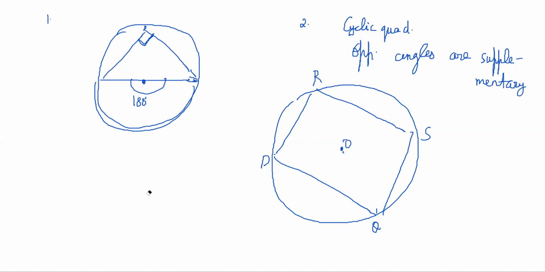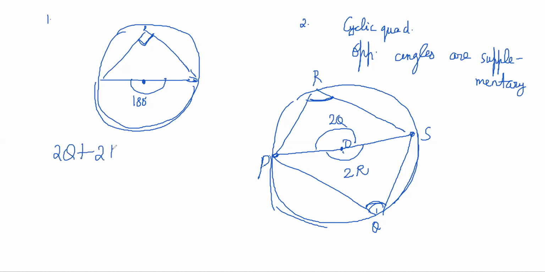Right. So now, think of the arc PQS, right? PQS arc is subtending R angle here, so this angle should be 2R, right? And similarly, PRS arc is subtending Q angle here, so this angle should be 2Q, right? And we should add, we have 360. 2Q plus 2R is coming as 360, angle around a point, right? So you'll get Q plus R is equal to 180. Is everyone understanding clearly?